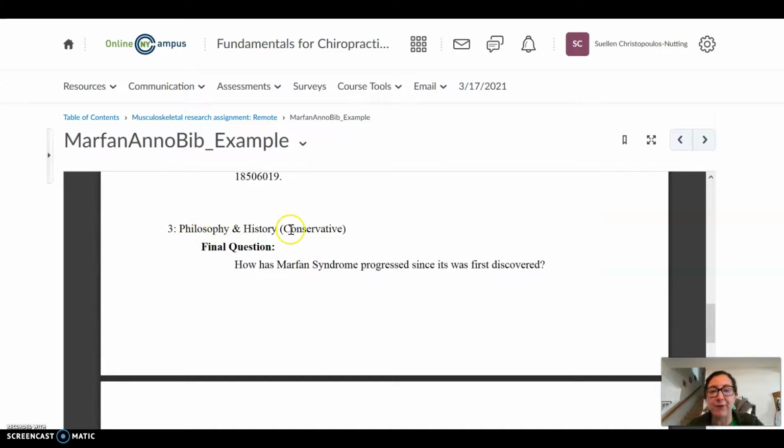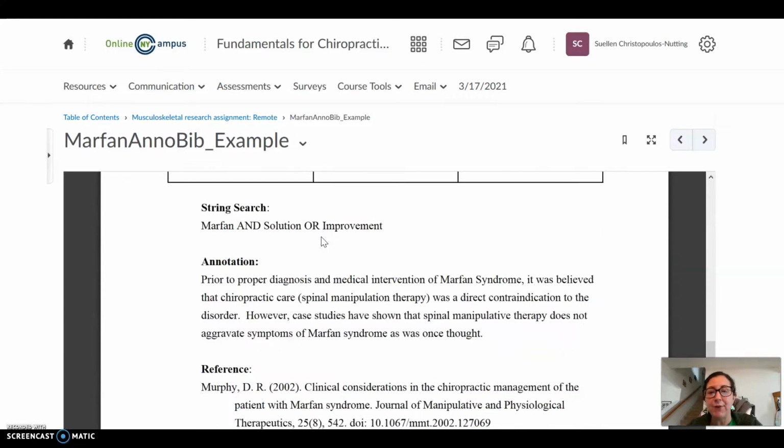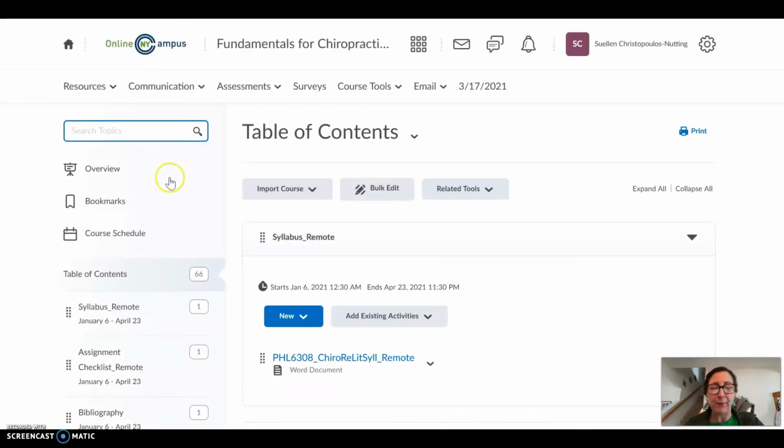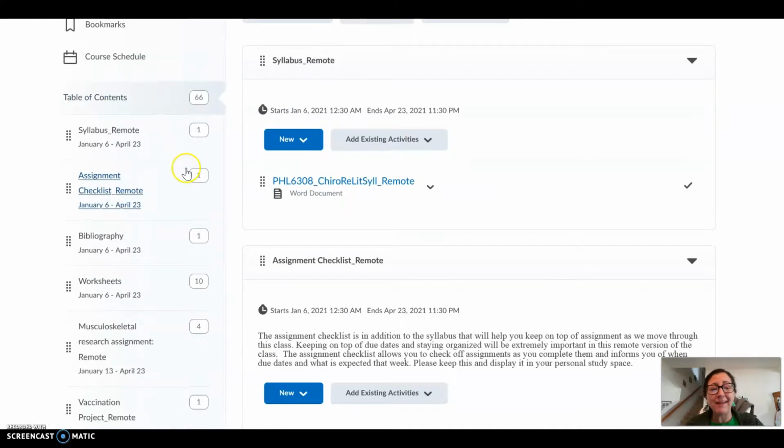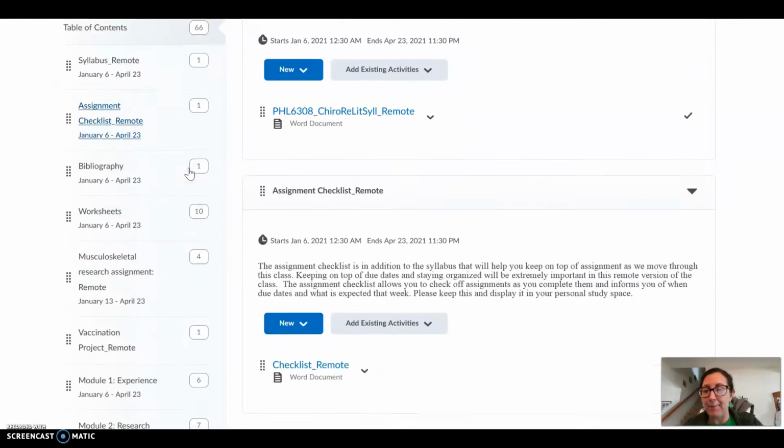Here's the philosophy and history. They were specifically looking at the conservative care. If you remember, you can look at conservative care or you can look at allopathic care. So here's the conservative care. All right, so again, this is just an example for you, and you can read that. And please contact me if you have any questions about anything concerning the annotation or the PowerPoint.